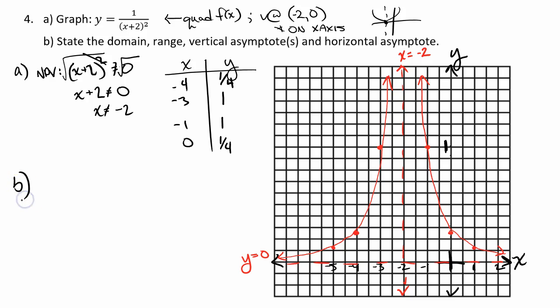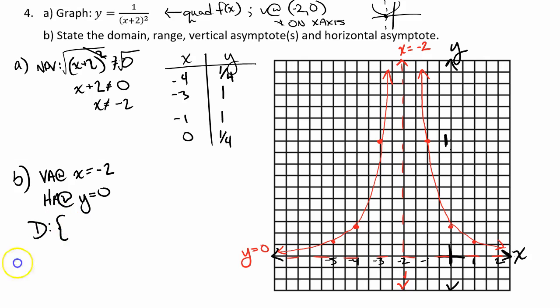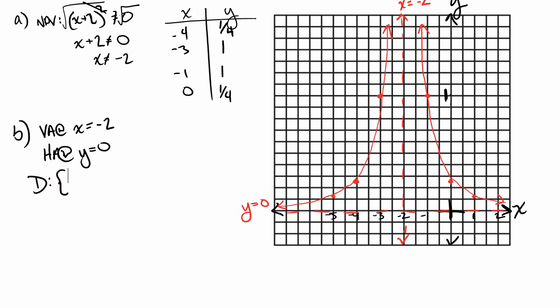Same thing. Domain, range, vertical asymptotes, horizontal asymptote. Vertical asymptote at x equals -2. Horizontal asymptote at y equals 0. And so writing my domain, I'm going to do set notation this time, just so again we're getting some practice seeing both. X can be anything, but it cannot be -2.